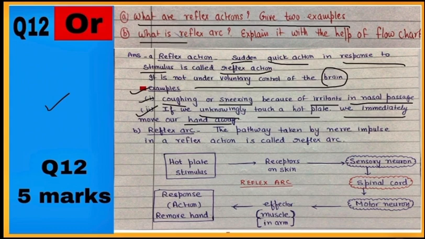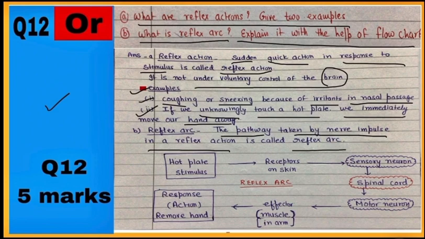Part B, what is reflex arc? Explain it with the help of flow chart. The pathway taken by nerve impulse in a reflex action is called as reflex arc. This is the flow chart which is showing the reflex arc. Draw this in your exam.